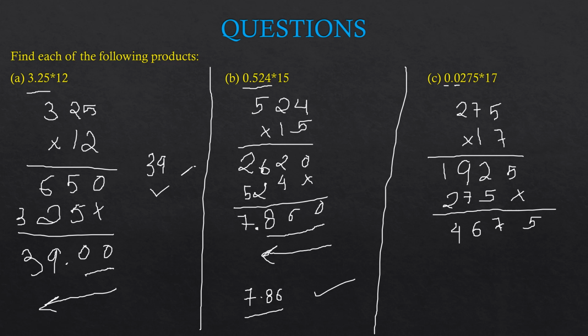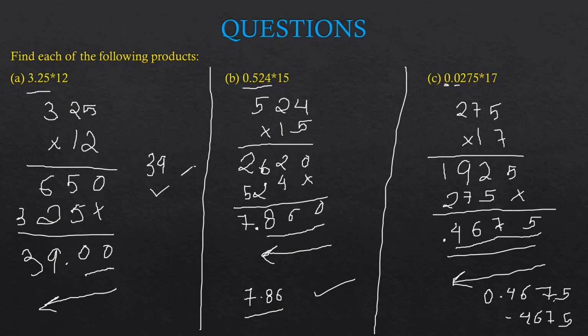Okay, now it's time to mark the decimal point in this answer. Alright, so in the question, how many decimal places does the decimal number have? 4 decimal places. So we will count from backward to forward again. So 1, 2, 3, 4. So the decimal point will be marked here. Okay, so the answer you can write as 0.4675. Okay, so this is the answer for this question. So this is how we multiply any decimal number by a whole number. Okay, so let's proceed now.